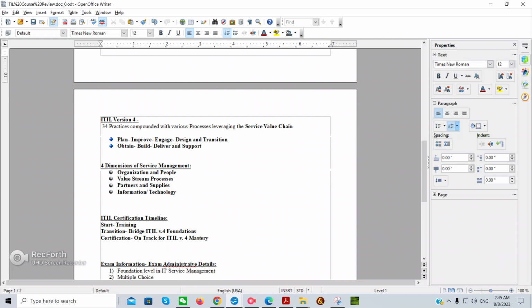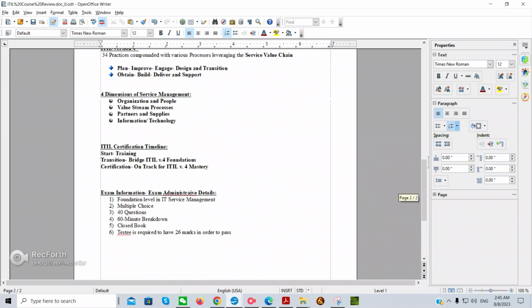Now for the ITIL certification timeline, first we start with the training. Then we transition to Bridge ITIL version 4 Foundation. And for certifications, on track for ITIL version 4 mastery.